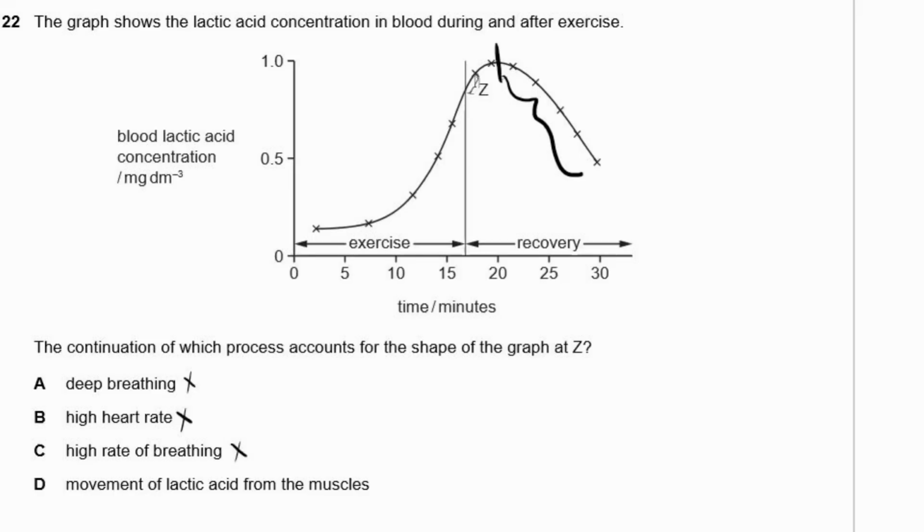High rate of breathing. No, that's not going to cause the blood lactic acid to increase. Movement of lactic acid from the muscles. Yes, so the lactic acid is in the muscles, and then it has to go from the muscles into the blood so that the oxygen can react with it and break it down so it can continue aerobic respiration. So the answer is D. The blood lactic acid concentration is increasing because more lactic acid is being replaced in the blood by the lactic acid that's in the muscles already.